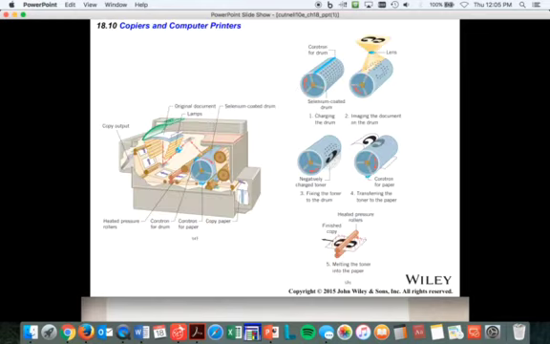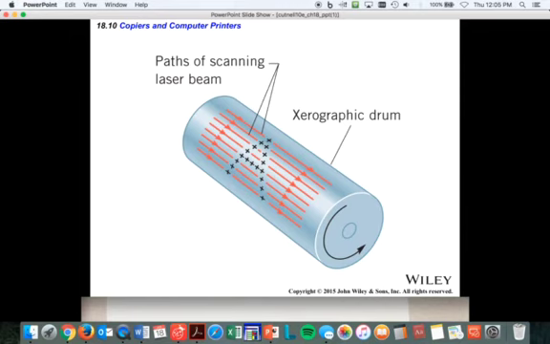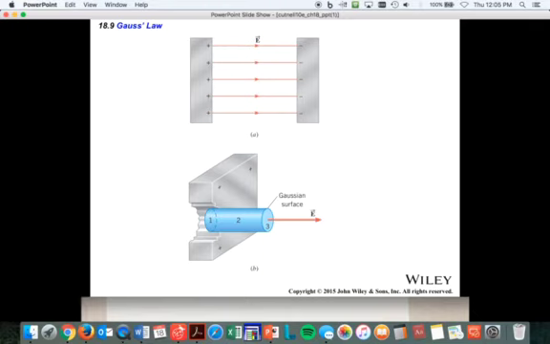We're not going to go into copiers and computer printers, paths of scanning laser beams. We're not going to do any of that stuff. We're done. So that's chapter 18.